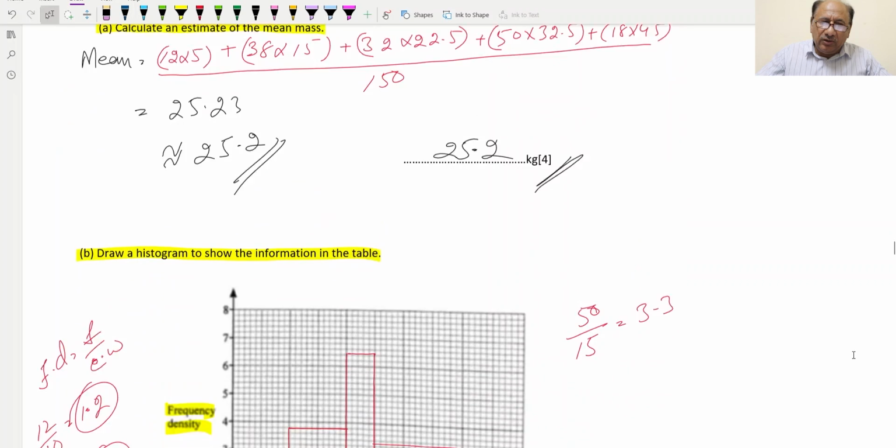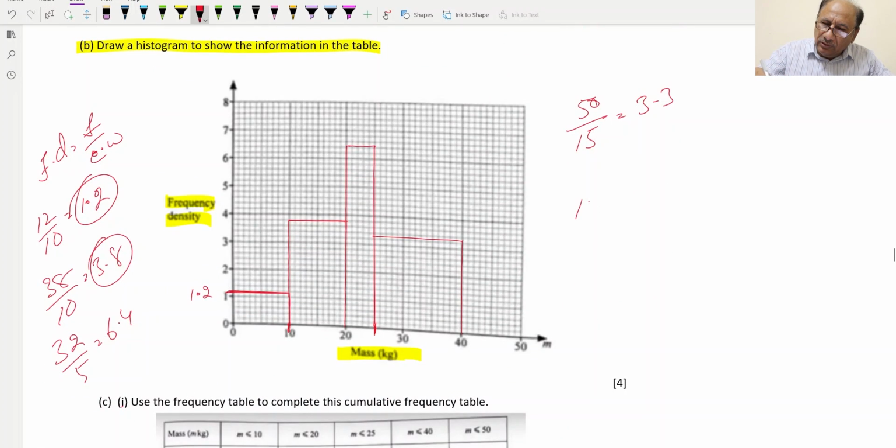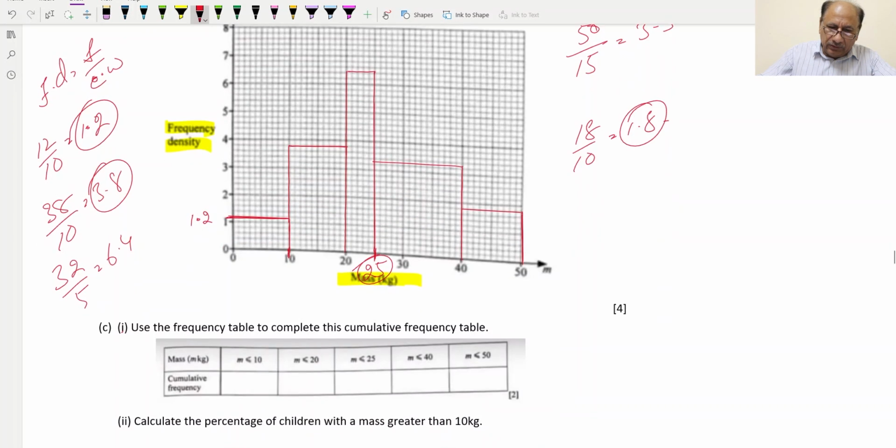Okay, 18 divided by 10 will be 1.8. So 1.8 height will be up to this mark. You will have to carefully draw everything. Try to draw with perfection, and this will be the last histogram which we have done. And we can show this mark is 25 mark, and that's all.